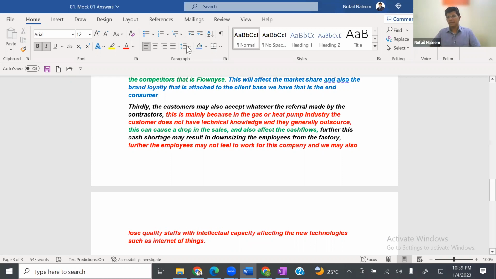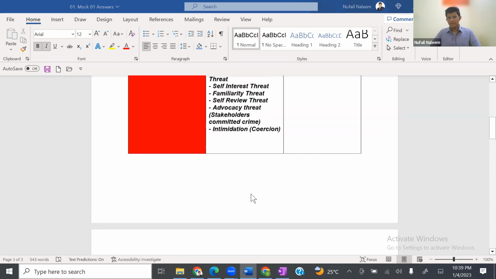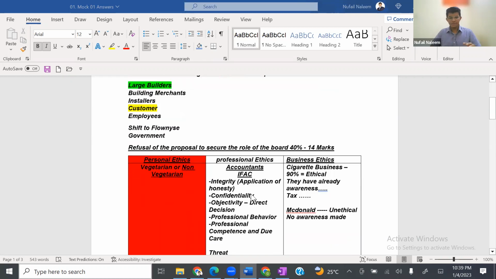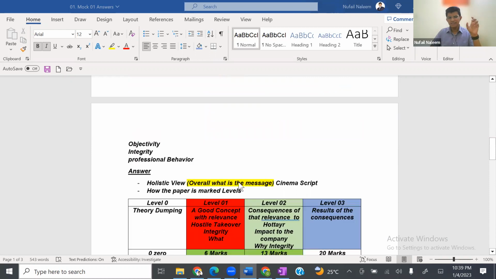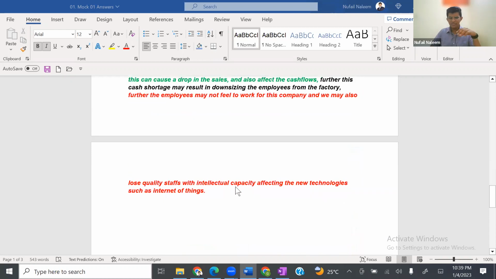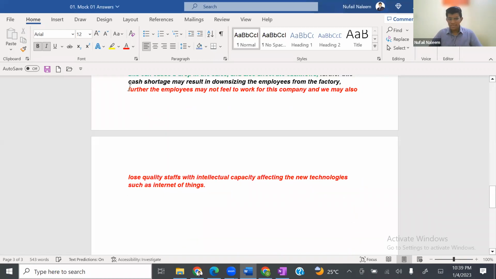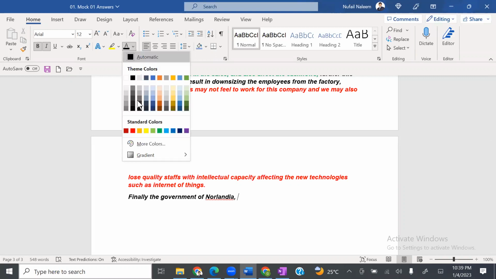So students, I believe this has given a clarity. And I'm going to write down, finally, the government. So it gives a very, very strong message when I put a very, very powerful stakeholder at the end. Correct, Anushka? Yes, sir. So it's like an indirect warning. Finally, the government of Nolandia. Are you understanding how you mentioned it? Yes. So I'll just continue here.